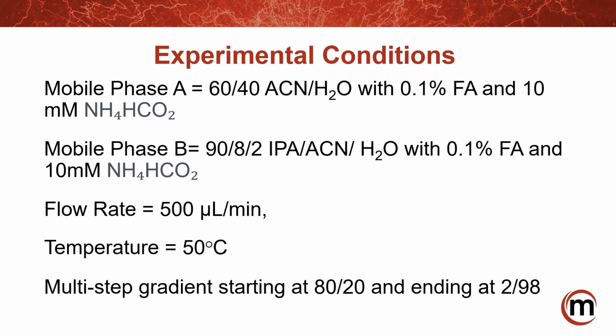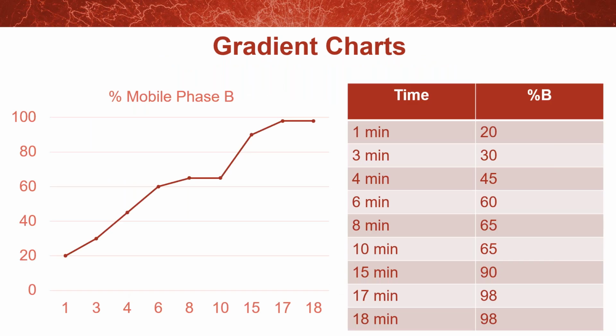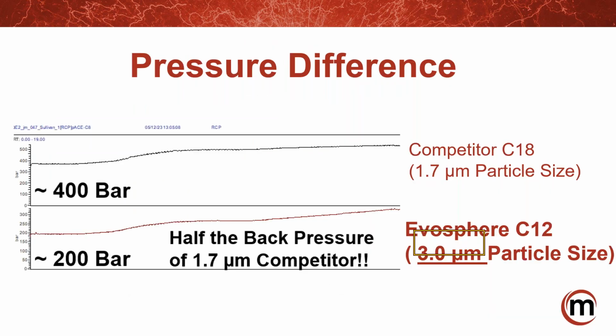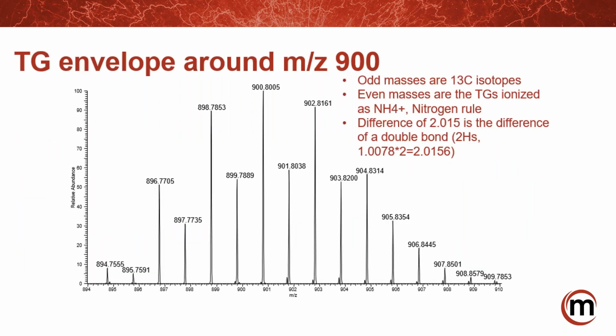The flow rate is 500 microliters per minute, which is a good flow rate for a 2.1. A little above the optimum, but depending on your separation. And then the temperature is 50 degrees C. It is a multi-step gradient. So you can see the gradient profile here, and just so everyone knows, we'll send the slides afterwards. Right off the bat, you can see half the back pressure. That's a significant benefit.